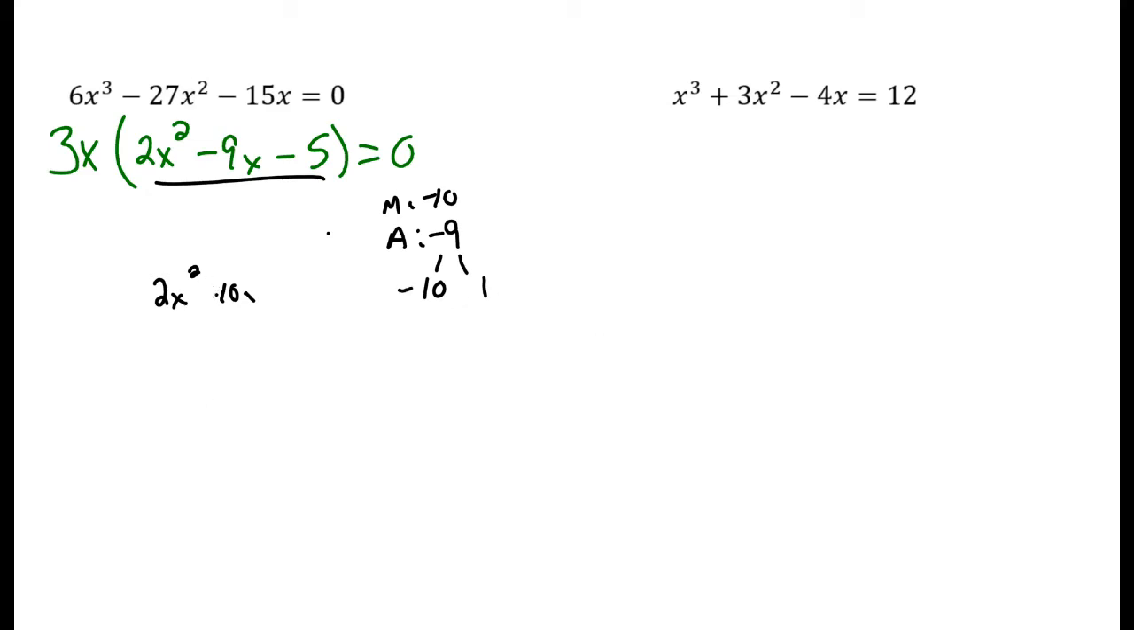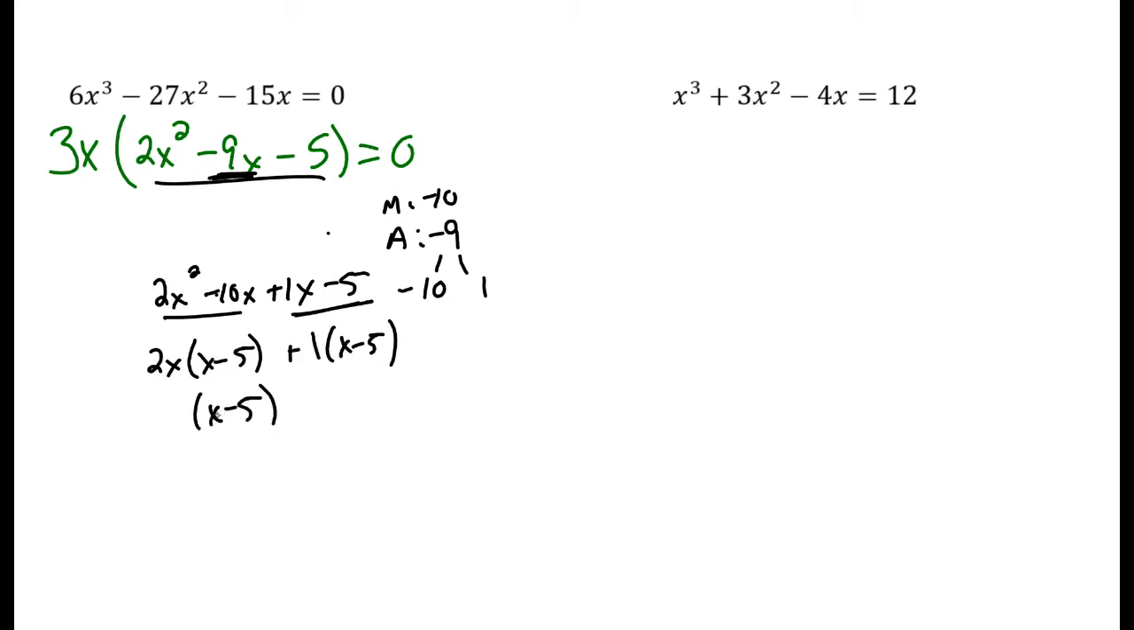So 2x squared minus 10x plus 1x, because I want those to add to negative 9, which is minus 5. Then we group. I'm going to take out a 2x from the first two, leaving x minus 5. Which means I need a factor of x minus 5 in the second group, so I'm going to take out a 1. So my factors are x minus 5, 2x plus 1.